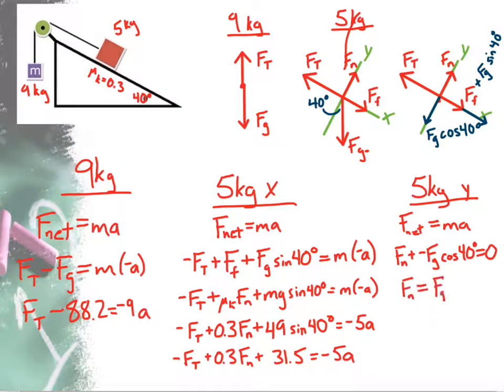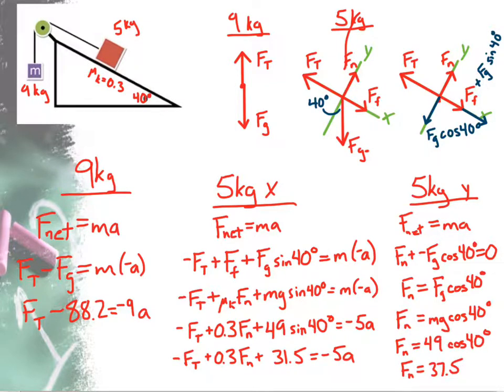Oh, actually I decided to solve for the normal force by adding f sub g cosine 40 to both sides. And I can replace f sub g with mg, and mg for the 5 kilogram block equals 49. So I can say 49 cosine of 40 degrees. So our normal force is 37.5.